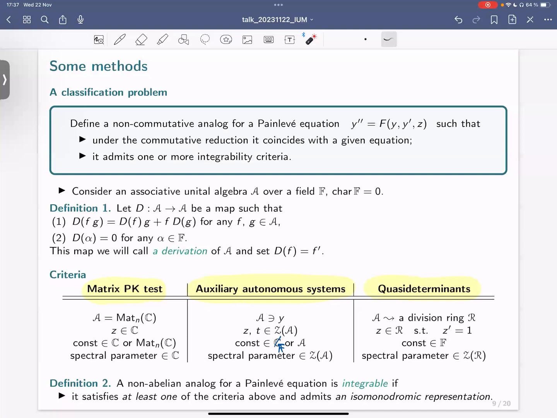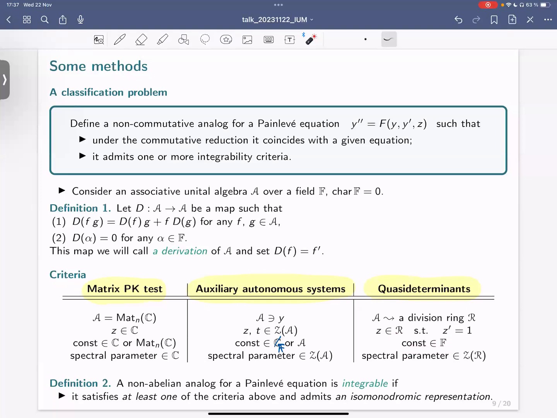Well, in the case of the quasi-determinants, we need to change algebra A by a division ring. And one more property that we will consider is that the independent variable is also an element of this division ring, such that its derivation is equal to 0 or is equal to 1. But in this case, we can work only with constants that are abelian.